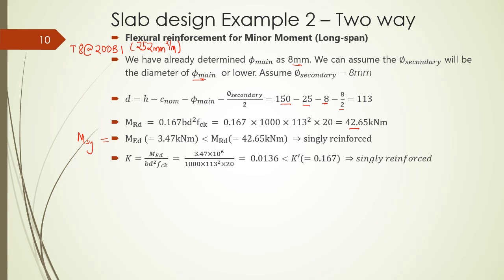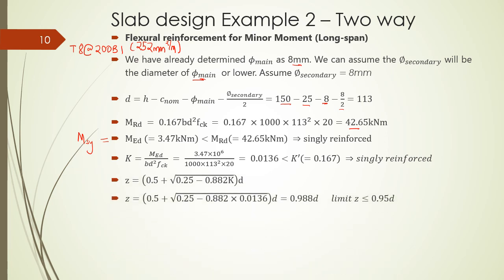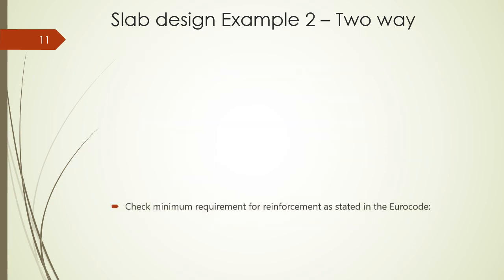We'll go ahead and calculate K, compare it with K prime, find it singly reinforced, get the lever arm, which in this case is 0.988 D. It's good practice to limit the lever arm to 0.95 D. Get the area of steel. Now our lever arm was 0.95 D. We get our area of steel is 80 millimeters squared per meter.